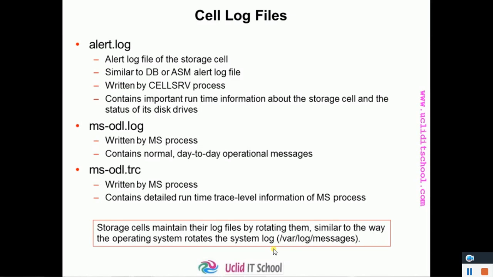Then the next is MS, the management server process. The management server has two log files. One is in the form of a log file, another is in the form of a trace file. These are the names: ms-odl.log and ms-odl.trace, written by the MS process. The log file contains normal day-to-day operational messages. The trace file, as the name suggests, contains detailed runtime trace level information.